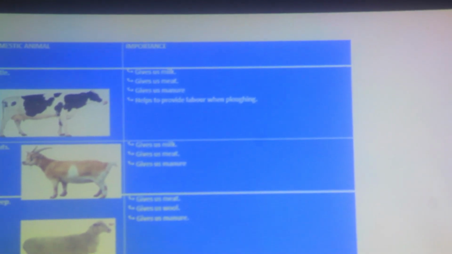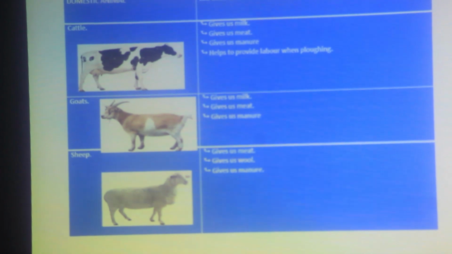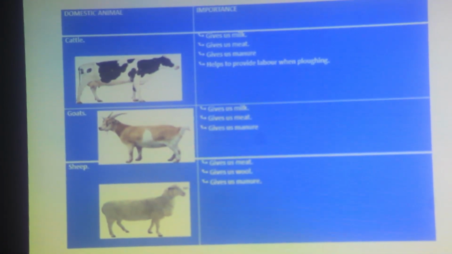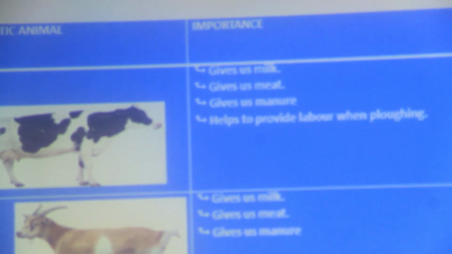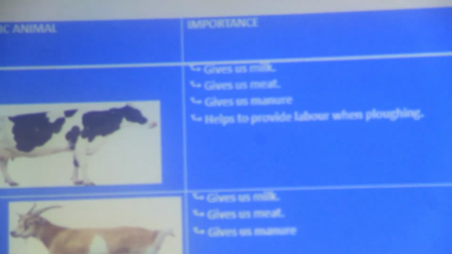We are going to look at domestic animals, their pictures, and the importance one by one. And we'll begin with our cattle. When we talk of cattle, we can talk of a cow, a bull, etc. So a cow, that's the cattle, they give us milk.